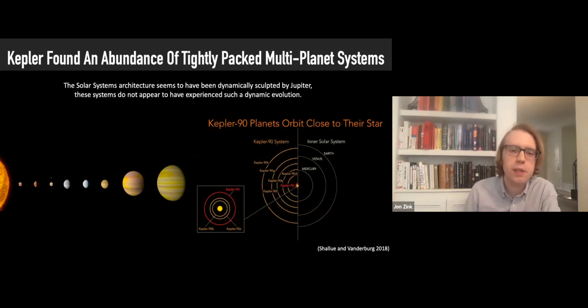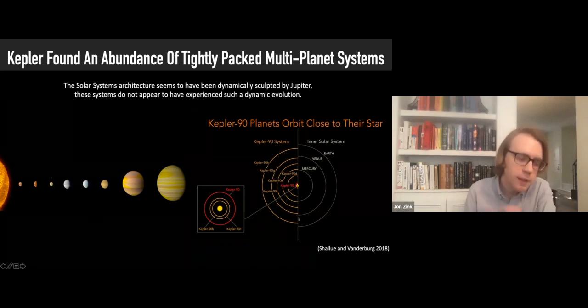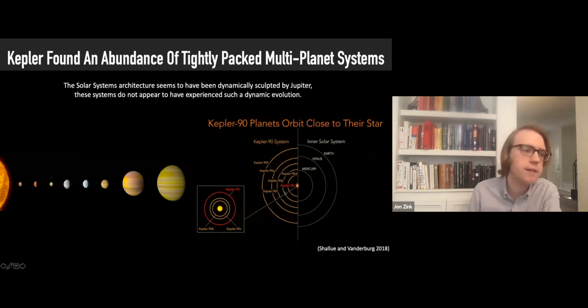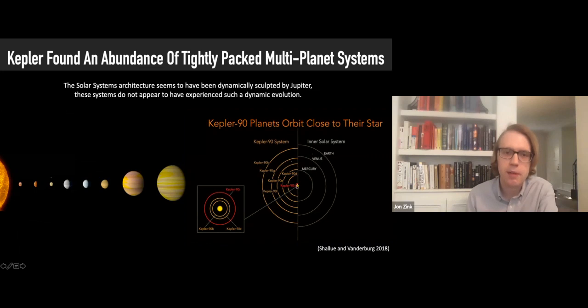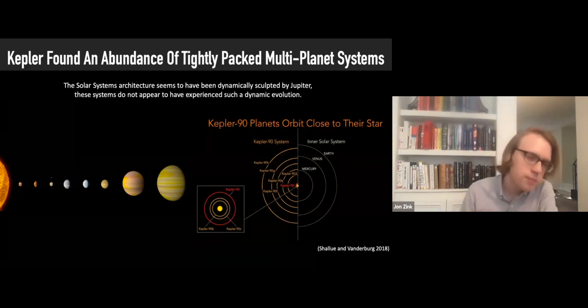But one of the really unique findings was that when we looked at these multi-planet systems, what we found is most of them are pretty tightly packed. So I'm just highlighting here this Kepler-9b system. And on the right here, you can see how that compares to the solar system. So most of these planets are really, really tightly packed. And this is pretty common for a lot of the Kepler multi-planet systems. So it seems to indicate that they're not very dynamically evolved. There's not much external perturbation making these tightly packed systems difficult to form.